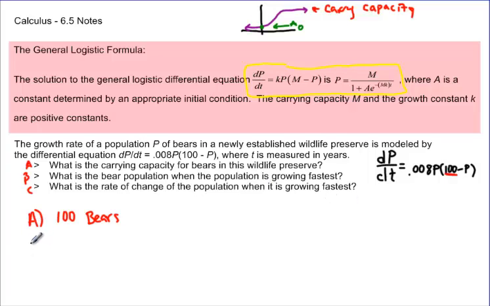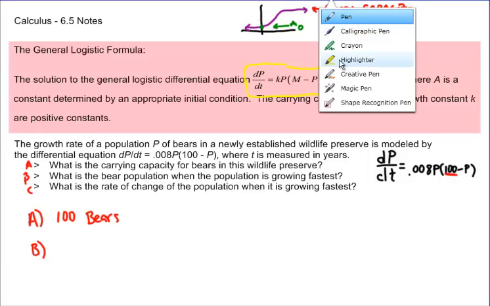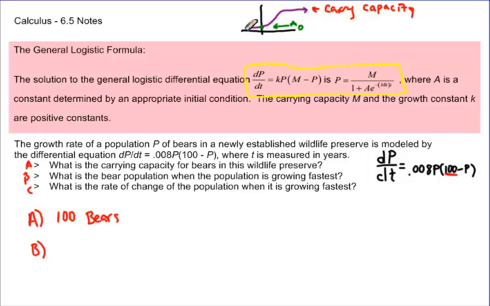Okay. Part B. Now this is a tricky one, and it's going to require a little bit of intuition. What is the bear population when the population is growing fastest? Okay. What is the bear population when the population is growing fastest? Well, if you look at your logistic curve up here, remember, we've got a lower boundary, this lower bound down here. We've got an upper bound up here.